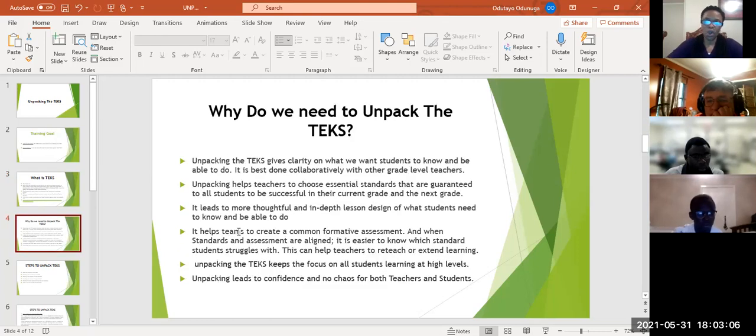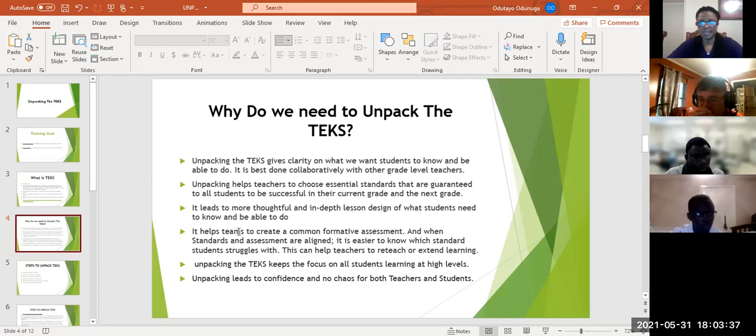Why do we need to unpack the TEKS? First, unpacking the TEKS gives clarity on what we want students to know and be able to do, because we first need to understand what we want our students to know and be able to do. It is best done collaboratively with other grade level teachers.